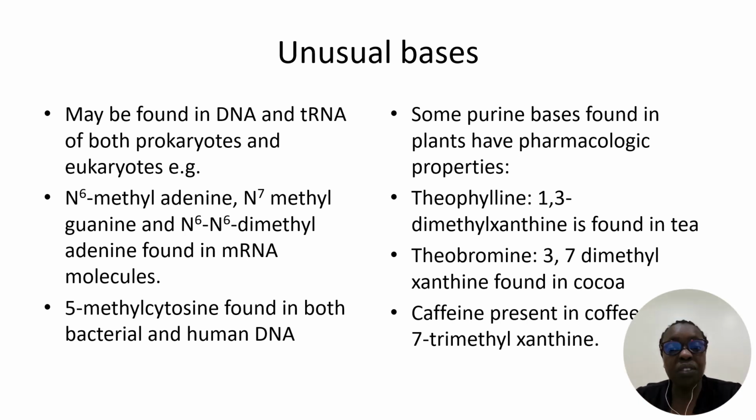We have other bases that we find in plants. I mention them here because they have pharmacological properties. For example, tea, the one we take, has a base commonly known as theophylline, but it's actually a modified xanthine, a dimethyl xanthine. Cocoa has a base which is referred to as theobromine, which is 3,7-dimethyl xanthine, while coffee contains 7-methyl xanthine. We know these modified bases that are found in plant products have pharmacologic properties in humans.